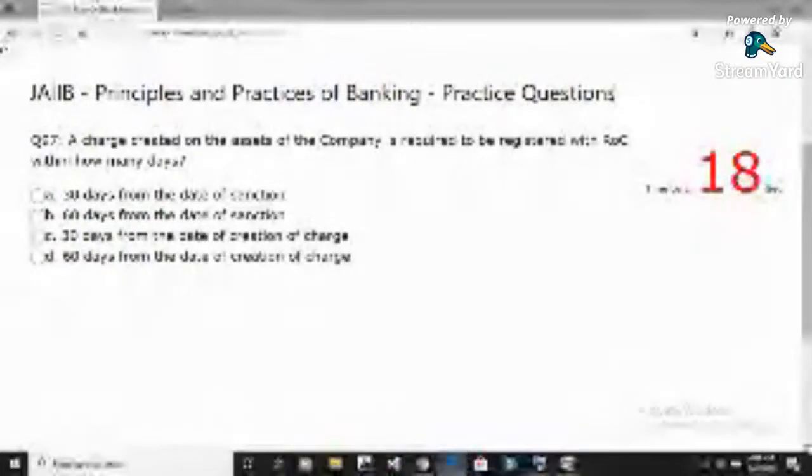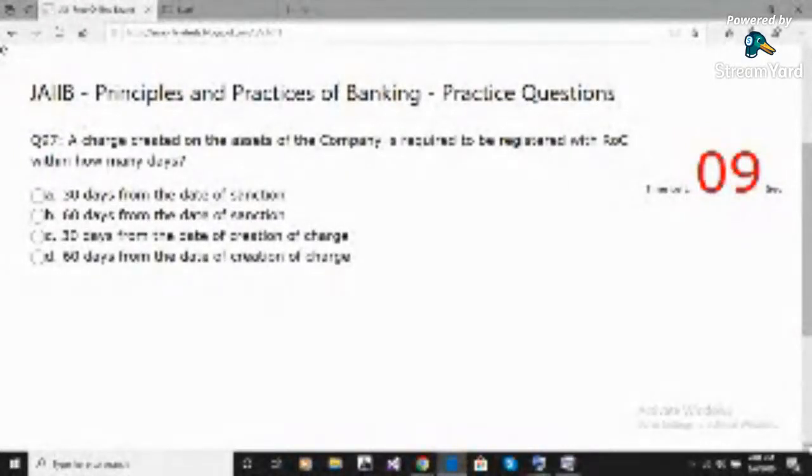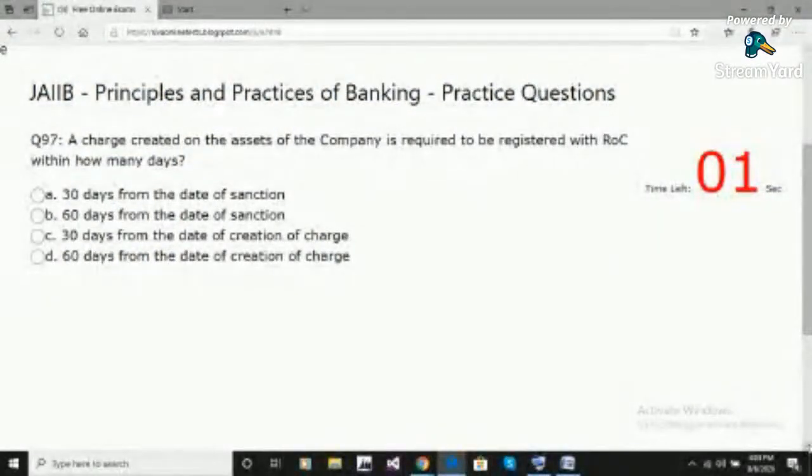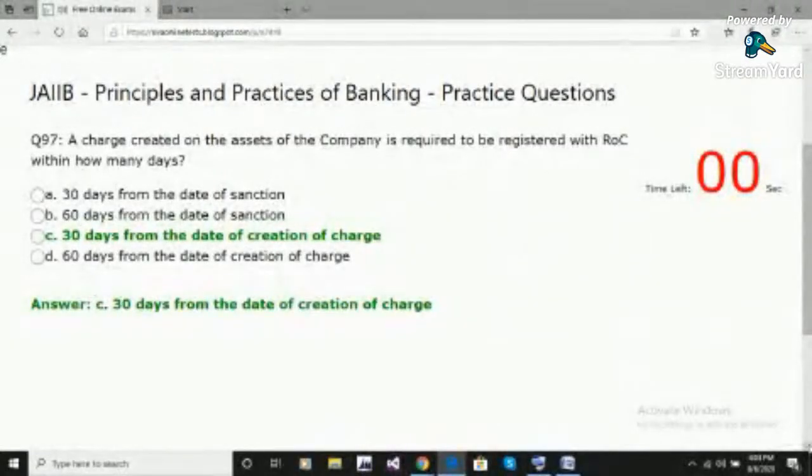A charge created on the assets of the company is required to be registered with ROC within how many days? Option A. 30 days from the date of sanction. Option B. 60 days from the date of sanction. Option C. 30 days from the date of creation of charge. Option D. 60 days from the date of creation of charge. Answer C. 30 days from the date of creation of charge.